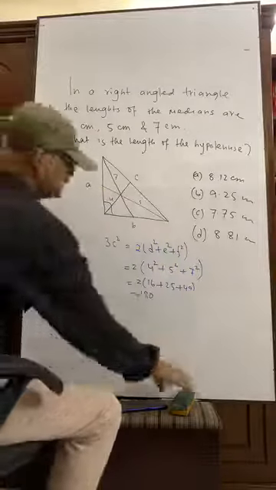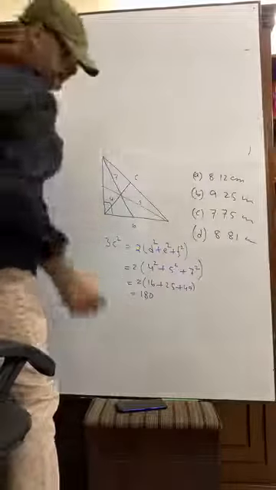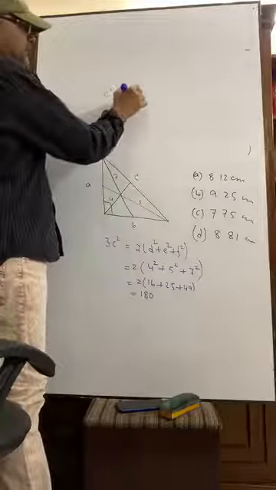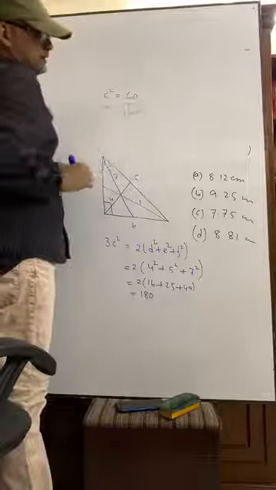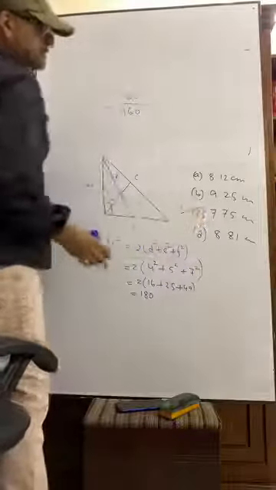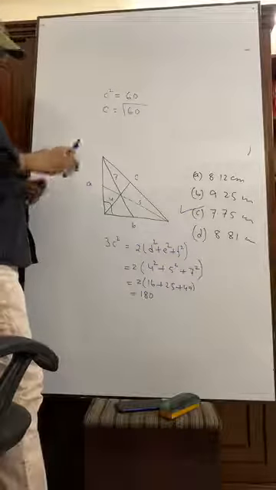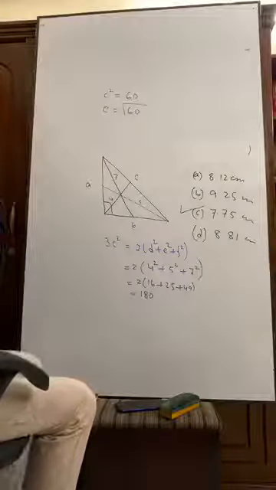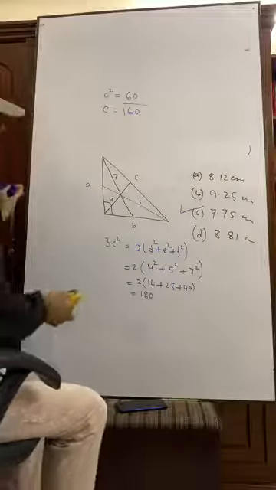So what are you getting? C square equal to 60. So C will be root over 60. And its answer will be very near to this 7.75. Okay.